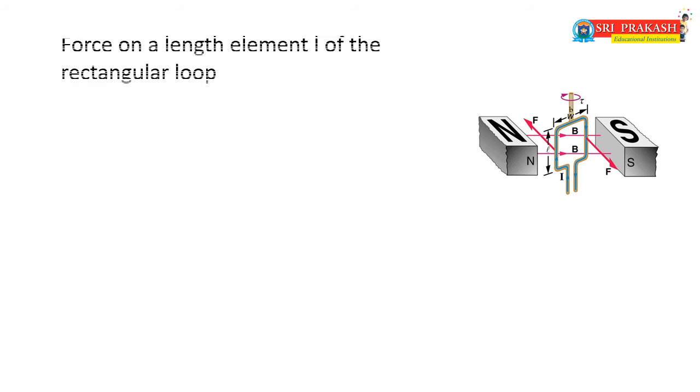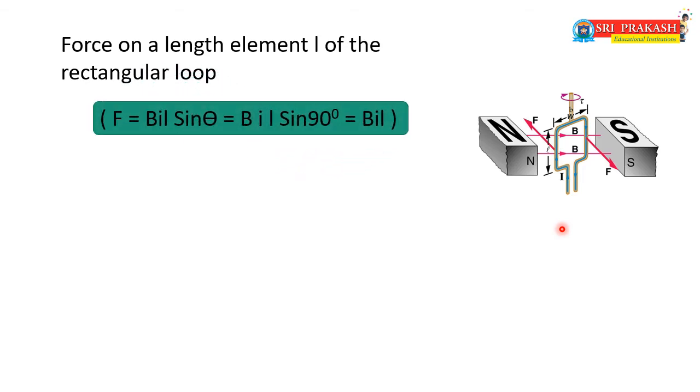Now force on the length element L of the rectangular loop, according to the formula, is F equals BIL sin theta. Here, between this length element and magnetic field, it is every time 90 degrees. Whatever the position of the coil, the angle between length L and magnetic field B is 90 degrees. So the force will be BIL, and that is the maximum, F equals BIL.